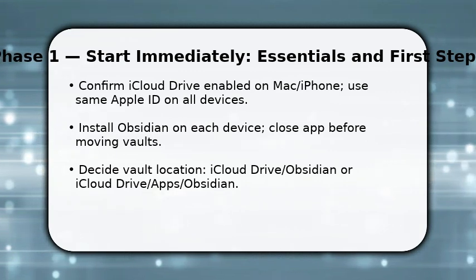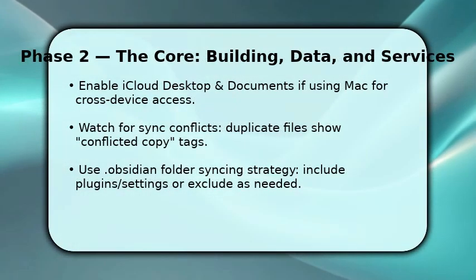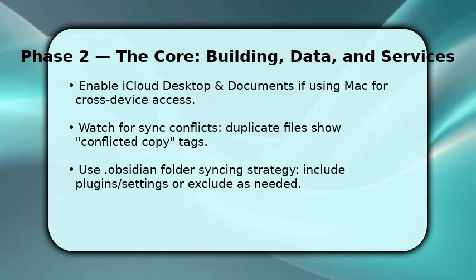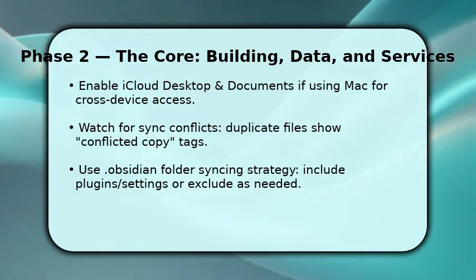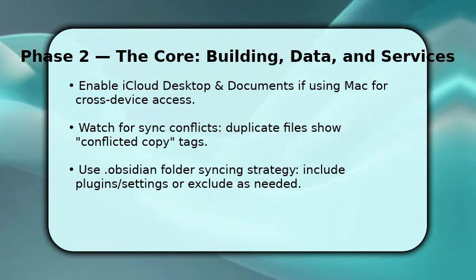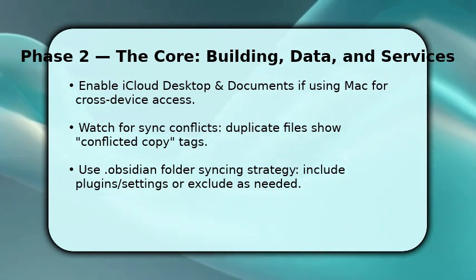Then reopen Obsidian to check the vault. Once the vault lives in iCloud, configure Obsidian settings on each device so they point to that iCloud folder. This ensures you open the same vault everywhere. Make sure iCloud Desktop and Document Sync is on for Mac, which speeds propagation.